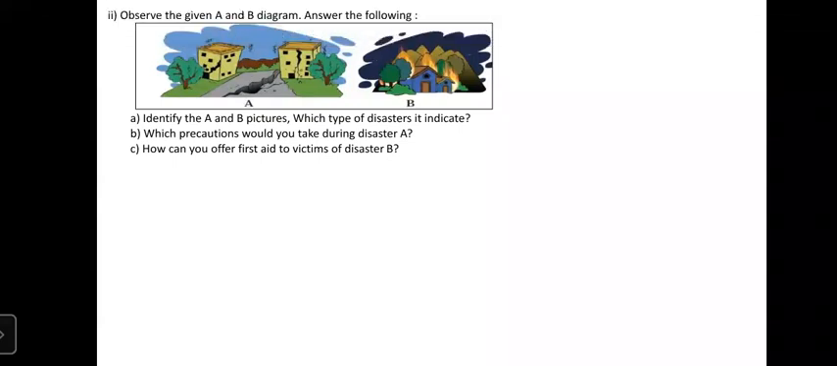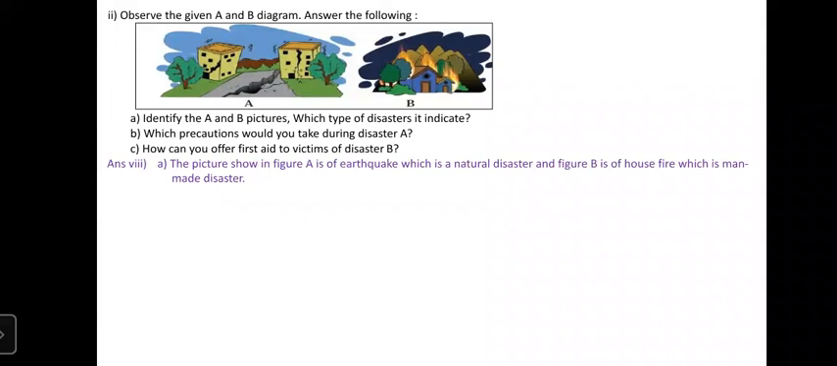Now, you can see here in the picture, you can easily identify. The picture shown in figure A is of an earthquake. And you know what type of disaster an earthquake is? It is a natural disaster. Figure B is of a house fire. You can see here. And most of the time, house fire is a man-made disaster. So you have identified A and B and you have mentioned which type of disaster it is.